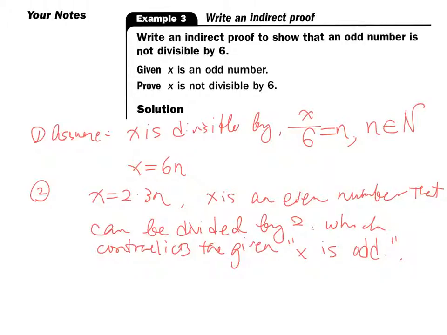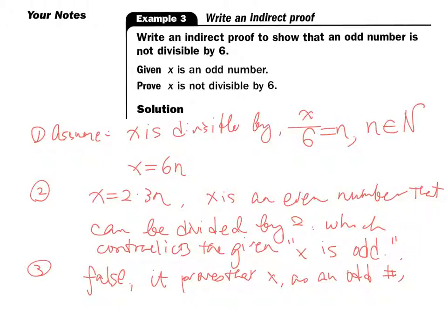So we're contradicted here. Therefore, our conclusion, therefore the assumption x is divisible by 6 is false. And it proves that x, as an odd number, is not divisible by 6.